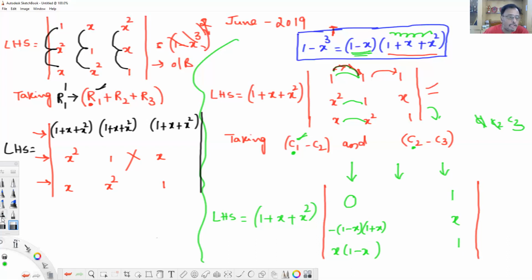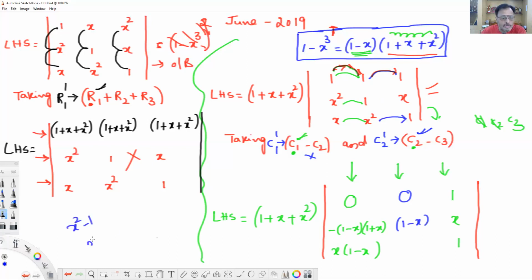Now dear students, once again you see that new C1 has been formed by taking C1 minus C2. Next we go for C2 minus C3. So performing C2 minus C3, the result has to be written in C2. As we are writing the result in C2, it will definitely be the new C2. New column 2 will be formed by C2 minus C3. Okay, C2 minus C3 here: 1 minus 1 is 0, 1 minus x, 1 minus x. And here x square minus 1. X square minus 1 I will write here.